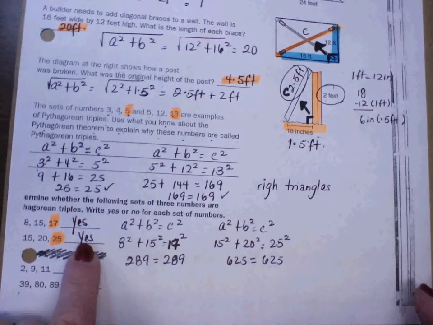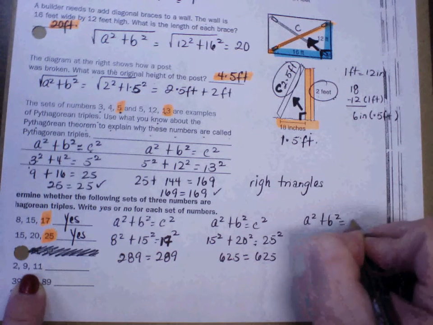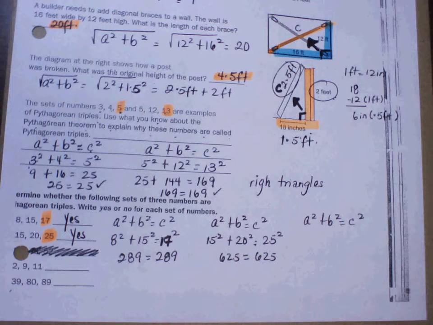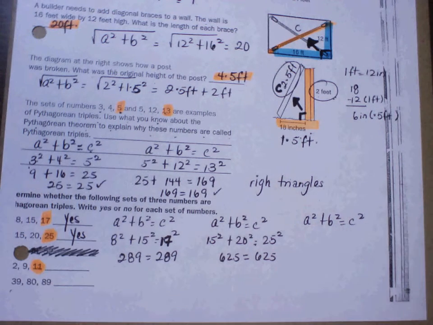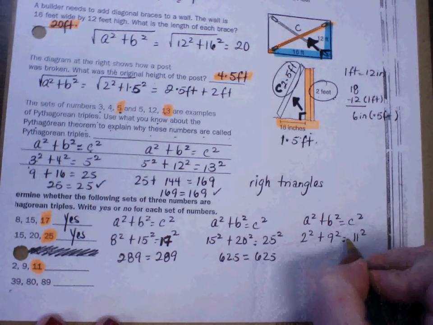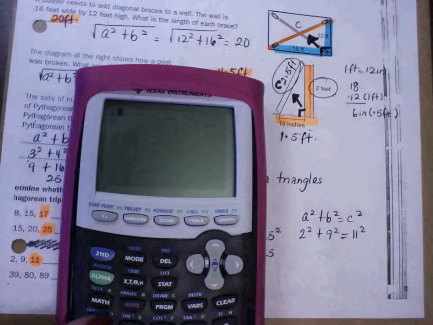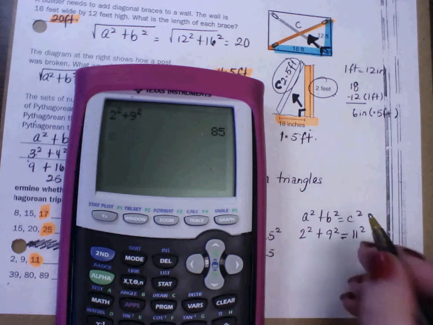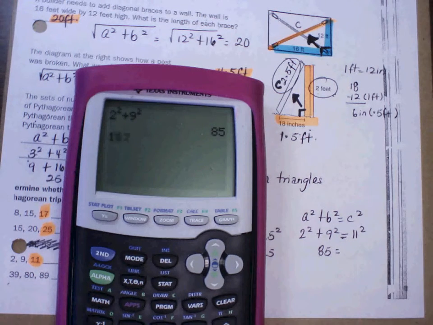All right, let's do this one. What's my C on the third one? 11. So this would be 2 squared plus 9 squared equals 11 squared. Let's do the math. 2 squared plus 9 squared is 85. And then what's 11 squared? All right, so are those two the same? So is this a right triangle? Nope. That would be a no.